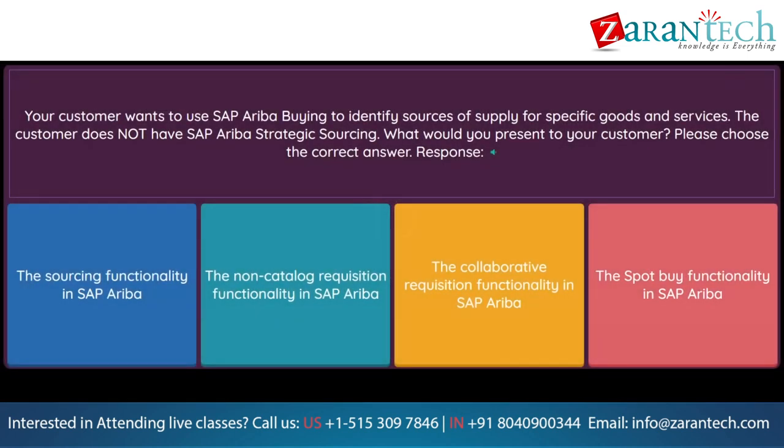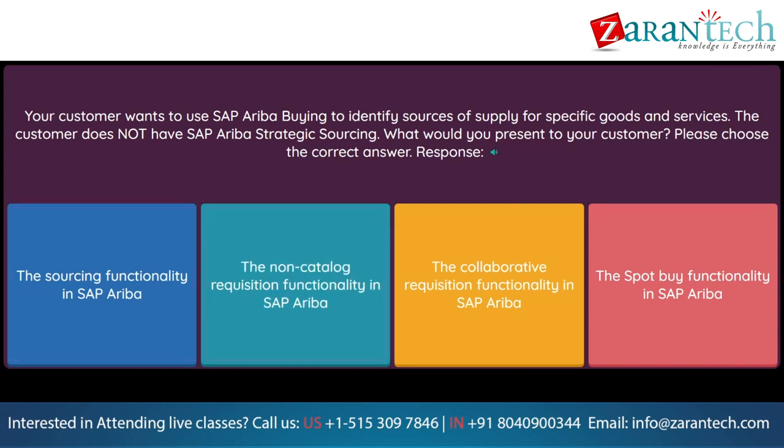Question: your customer wants to use SAP Ariba Buying to identify sources of supply for specific goods and services. The customer does not have SAP Ariba Strategic Sourcing. What would you present to your customer? Please choose the correct answer. Response: Option 1 The sourcing functionality in SAP Ariba. Option 2 The non-catalog requisition functionality in SAP Ariba. Option 3 The collaborative requisition functionality in SAP Ariba. Option 4 The spot buy functionality in SAP Ariba.